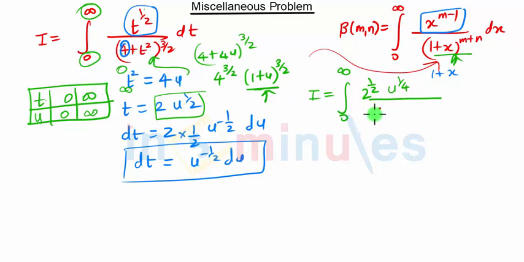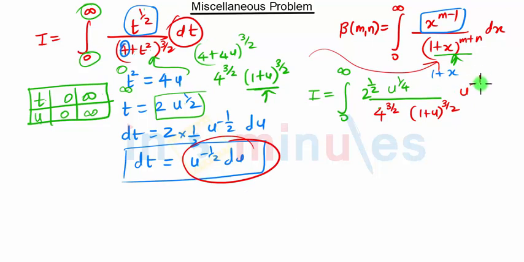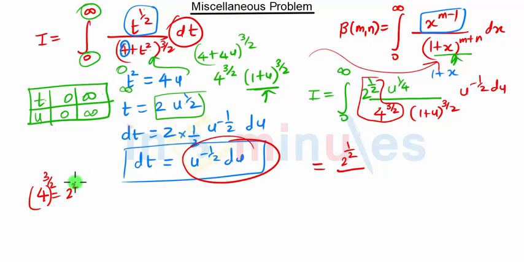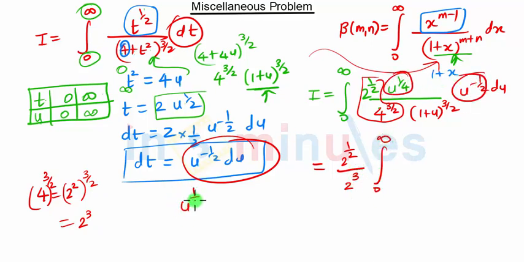So in the denominator we have 4 raised to 3 by 2 into (1 plus u) the whole raised to 3 by 2 into dt. dt is this term, which is u raised to minus half du. Now we will take this constant outside the integration. So we have 2 raised to half upon 4 raised to 3 by 2. 4 raised to 3 by 2 will be nothing but 2 square raised to 3 by 2, which will be nothing but 2 cube. So in the denominator we have 2 cube, and the integration from 0 to infinity. This u and this u will get combined, so we get 1 by 4 minus half, so it will be minus 1 by 4: u raised to minus 1 by 4 upon (1 plus u) the whole raised to 3 by 2 into du.